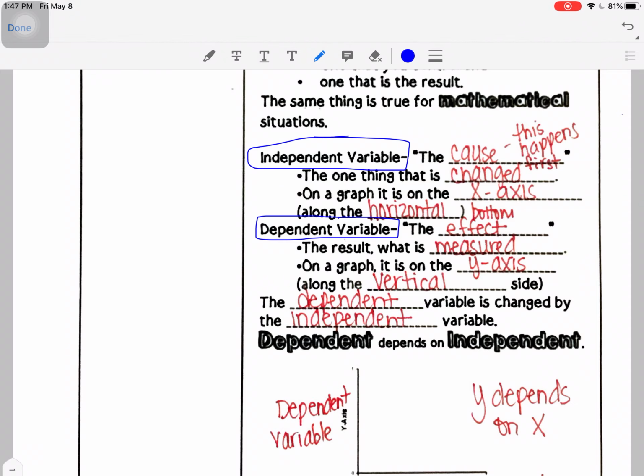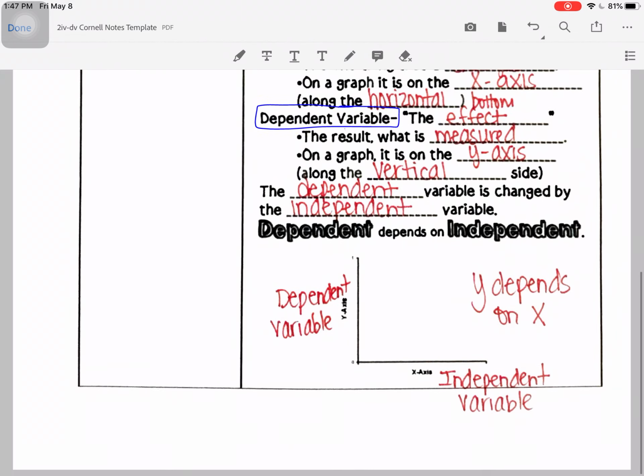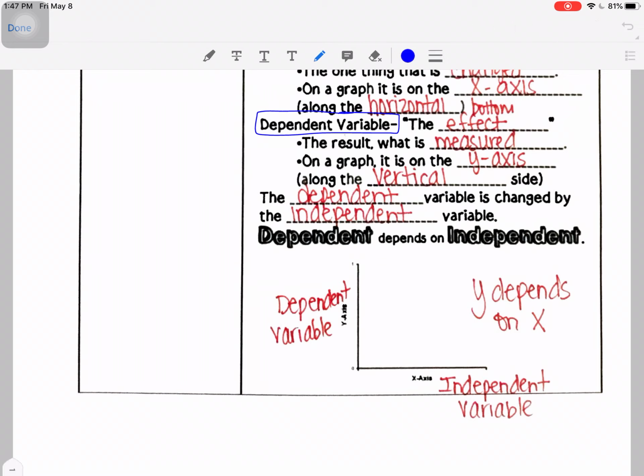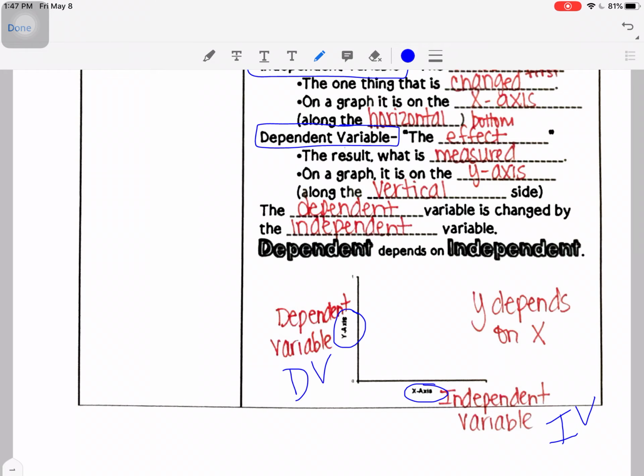So when we graph it on our coordinate grid, we're only going to use quadrant 1, okay, we're only going to use the positive coordinates. The x-axis will be our independent variable. The y-axis will be our dependent variable. So independent, dependent. So if you see these abbreviations, that's what they mean.